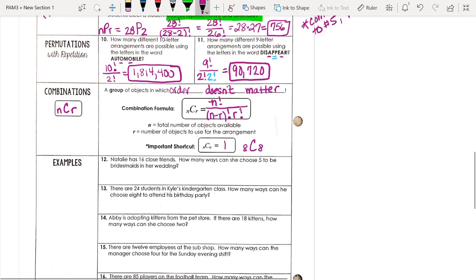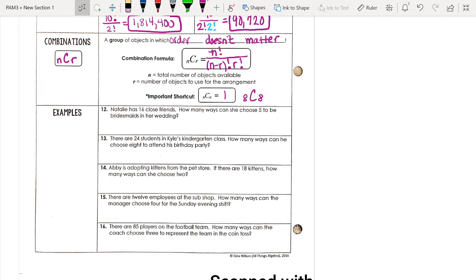Okay, here we go. Natalie has 16 close friends. How many ways can she choose 5 to be bridesmaids in her wedding? Okay, so here we go. Order doesn't matter. If you're going to be a bridesmaid, you're just one of 5 bridesmaids. Nobody's more special than the other. We're not getting a maid of honor here. She would be special. Then it would matter if someone was the maid of honor and one was a bridesmaid. Here we're just choosing bridesmaids. Everybody's going to be a bridesmaid. So it doesn't matter the order that I choose my 5 bridesmaids, which means it's a combination.